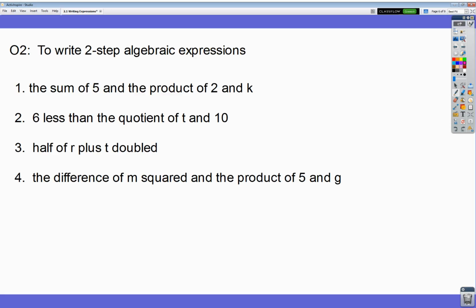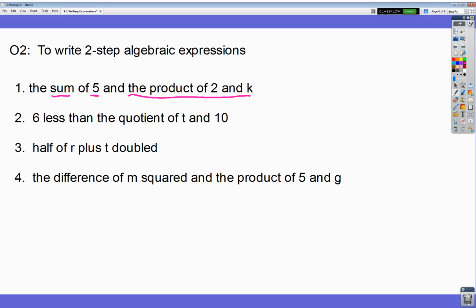Okay, our second objective is to write two-step algebraic expressions. So for this, we're going to be writing algebraic expressions where we would have to perform more than one step. So number 1 says the sum of 5 and the product of 2 and k. When we're finding the sum, we have to add at least two things. The two things that we're going to add are 5 and the product of 2 and k.